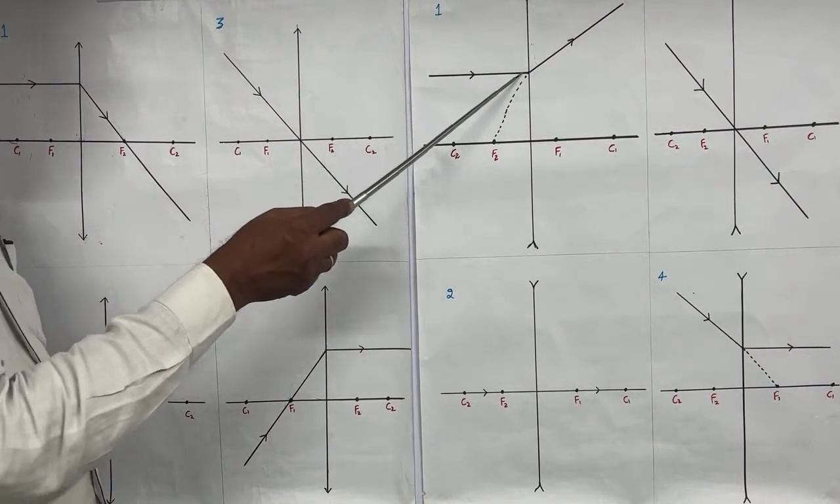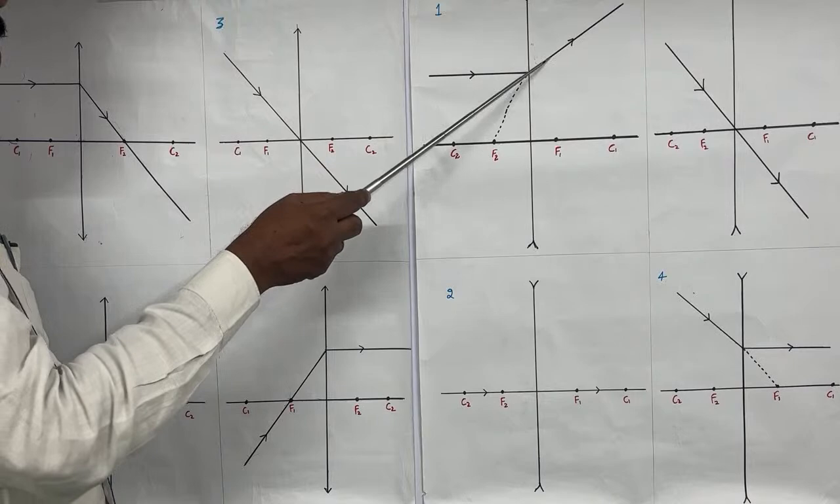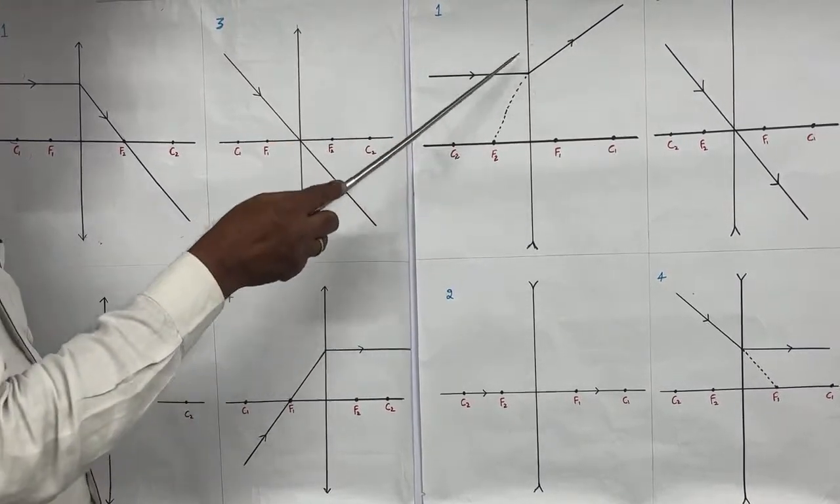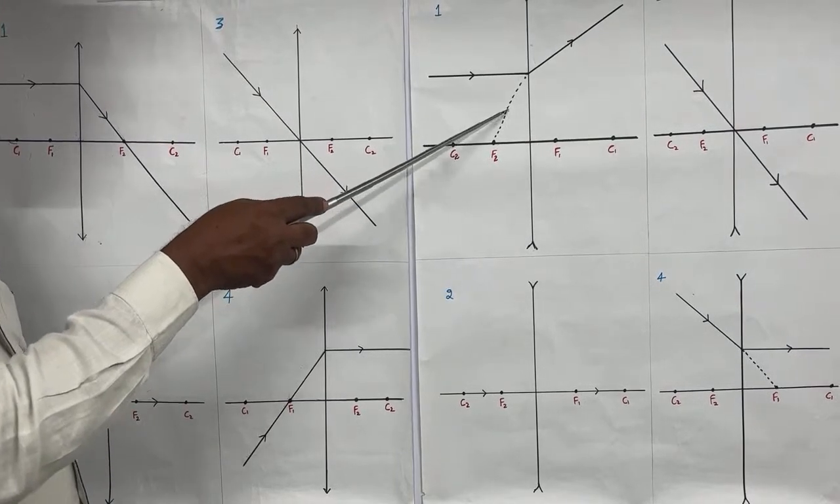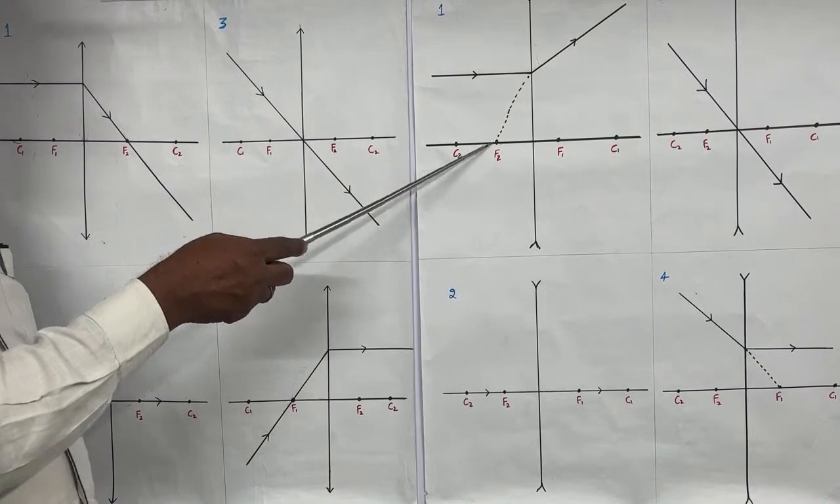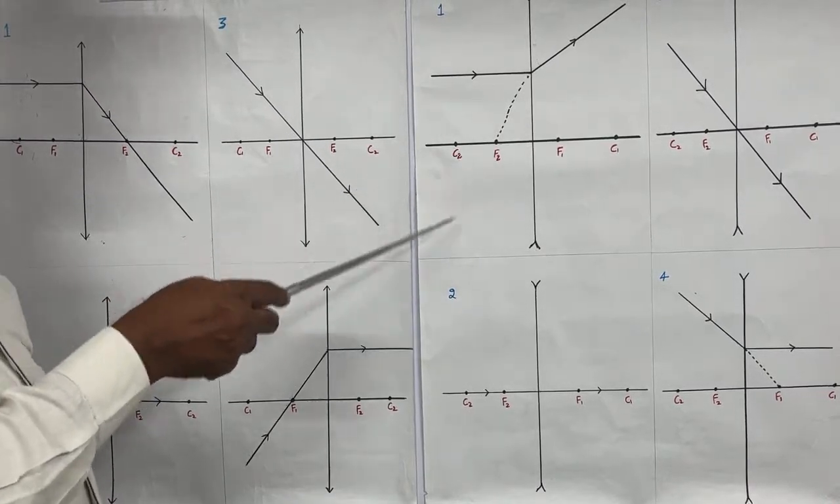The incident ray is parallel, the refracted ray is going away, not parallel, not even passing through the focus, but going away. The reflected ray imaginarily is going to look like it is coming from the focal point. The next one, rule 2.